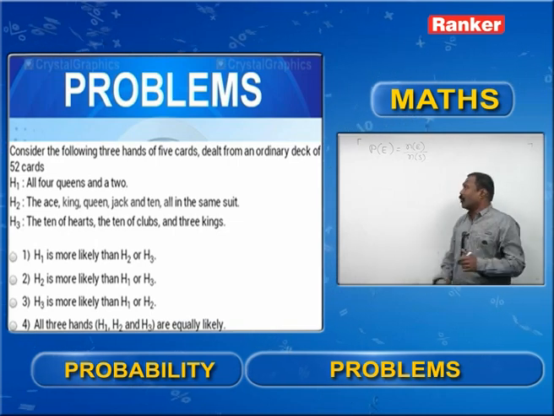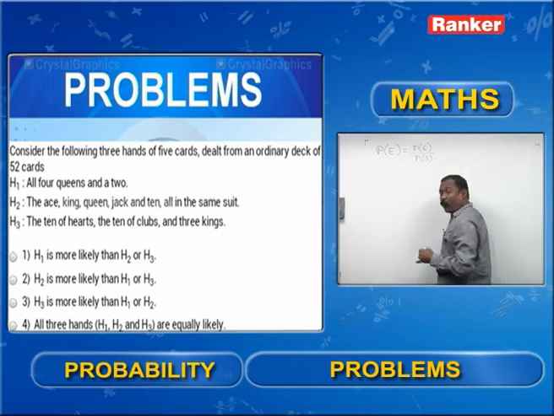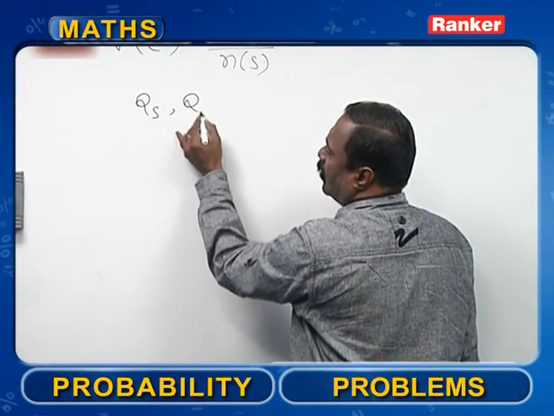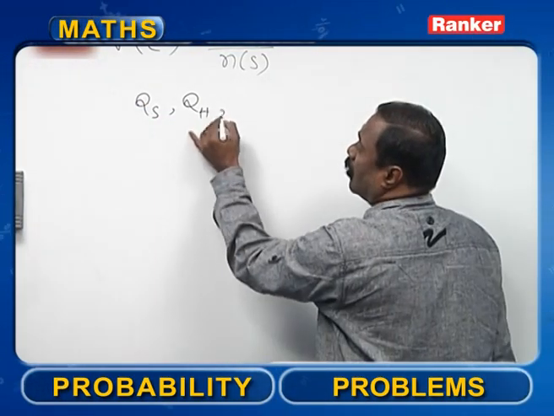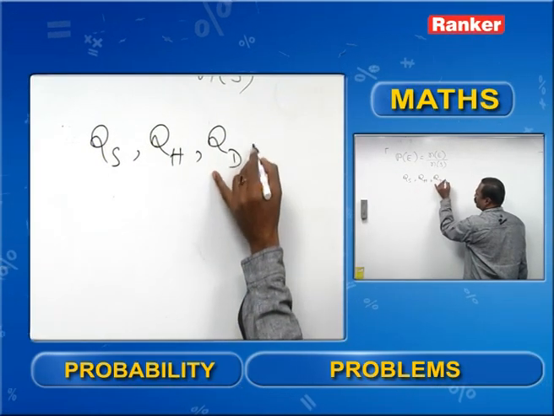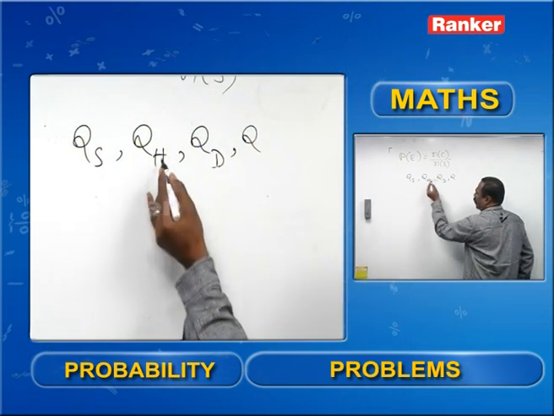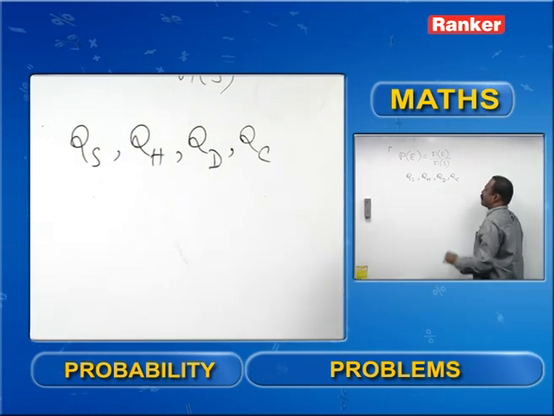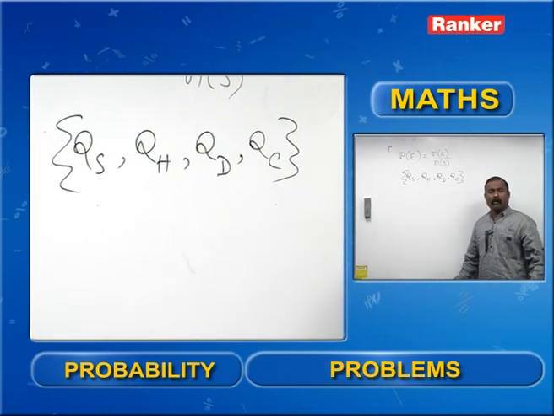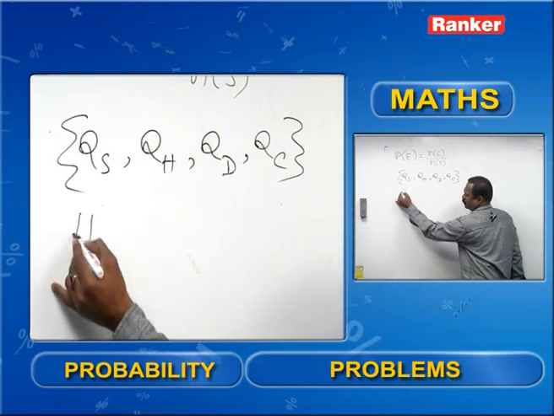The queen from the spade, queen from the heart, queen from the diamond, queen from the clubs. Only 4 cards will be there always. There is no other selection for this one. So this is the set for H1.